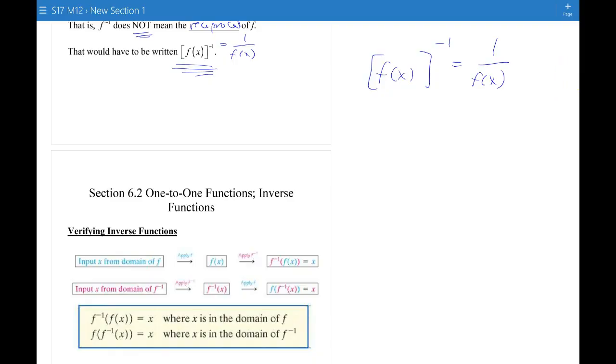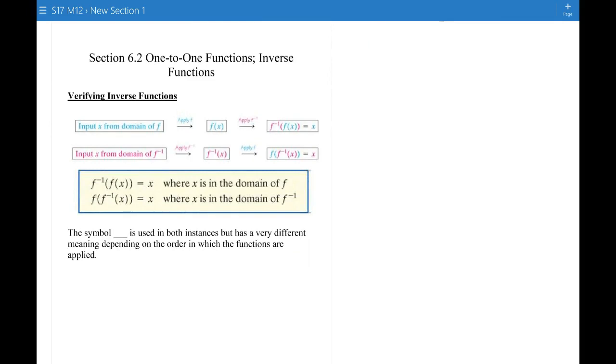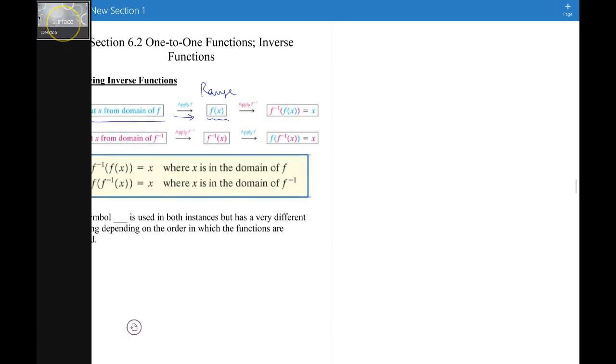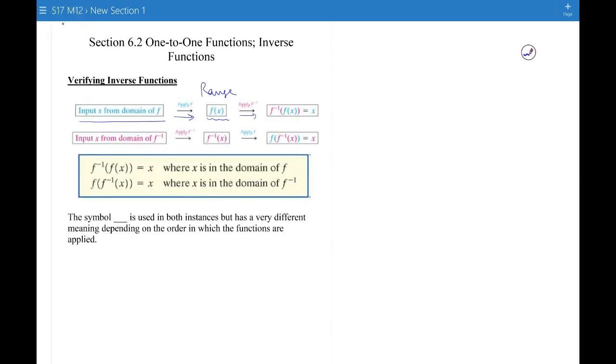Okay, so continuing on, the next thing we need to be able to do is to verify an inverse function. So if we take an input from the domain of f and we do the function f to it, we get something in the range identified as f of x. Then if we apply the f inverse function to that, we should get back to the x that we started with.